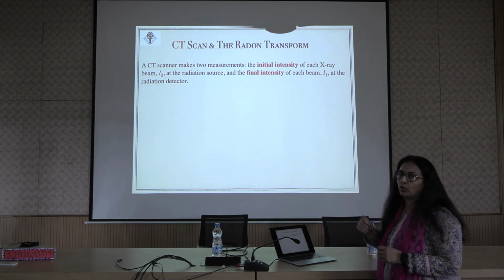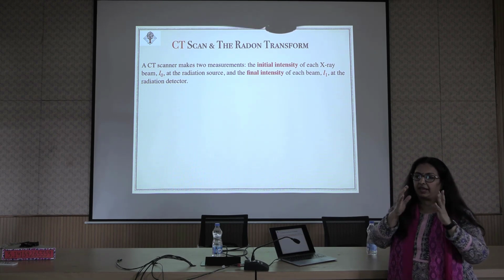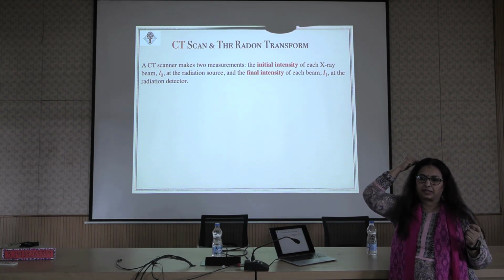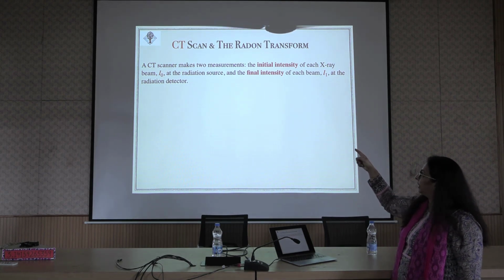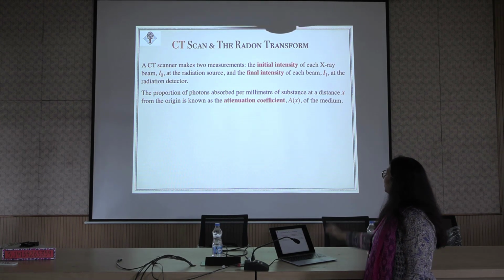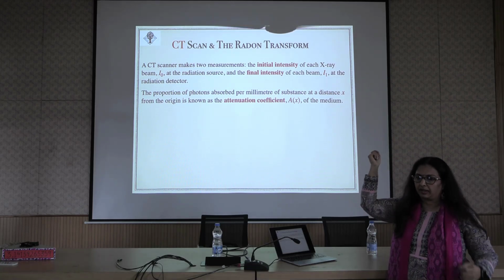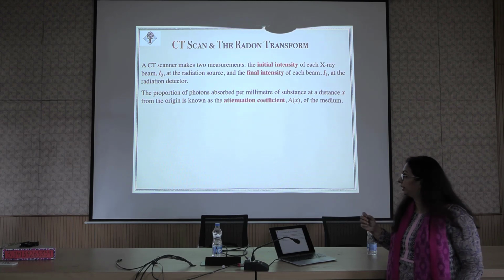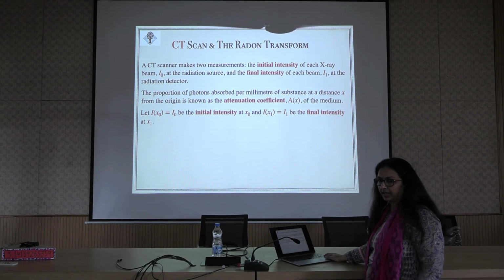So the CT scanner makes two measurements. I'm just thinking along the line; there will be multiple such lines gathering information. So imagine that one beam is going out here and coming out here. X0 will be the point of entry, X1 is where it comes out, I0 will be the intensity at the time of entry, and I1 the intensity when it has exited. So the proportion of photons absorbed per millimeter of the substance: you have an origin, and as you move a distance x along that line, A(x) tells you how much has been absorbed. That's called the attenuation coefficient. As I said, I0 is the initial intensity and the final intensity is I1.